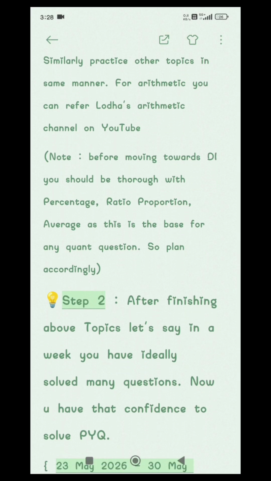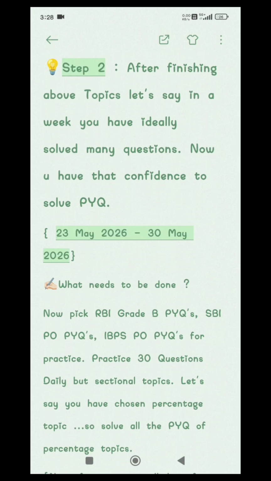Now coming to step 2. After finishing the above topics, let's say in a week you have ideally solved many questions, as we discussed in step 1, that after watching the video you are solving questions. Now you have gained the confidence to solve the PYQs, assuming that you have solved the questions. This step 2 you have to follow from 23rd of May to 30th of May.